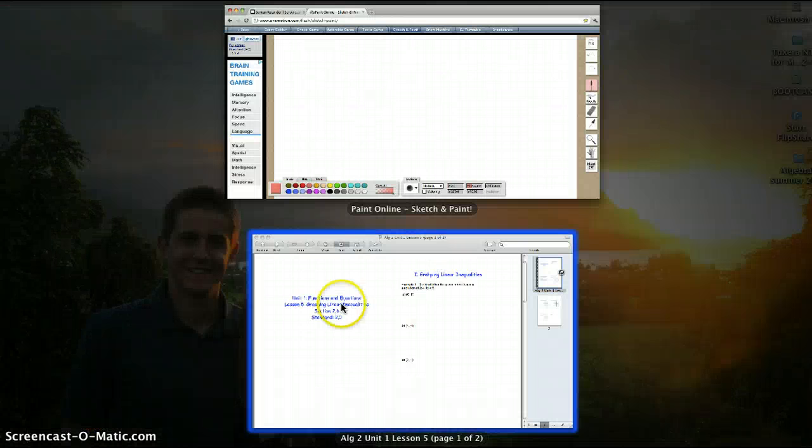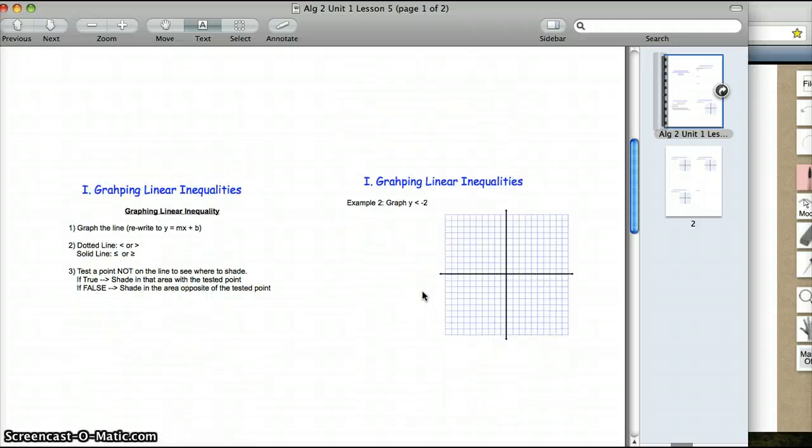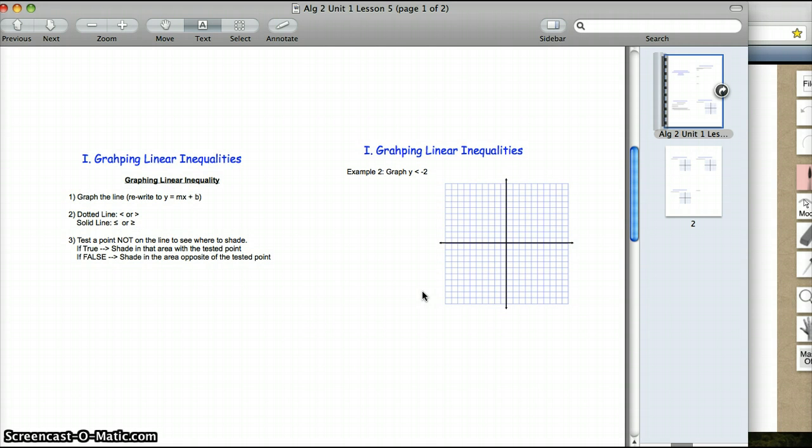Now what we're going to do is figure out how to specifically graph these linear inequalities. If you can see, number 1 says to graph the line, so you need to rewrite your equation into the y equals mx plus b form. Now, it's going to be a dotted line if it's less than or greater than without the equal to underneath. If you have the equal to underneath, then it's going to be a solid line.